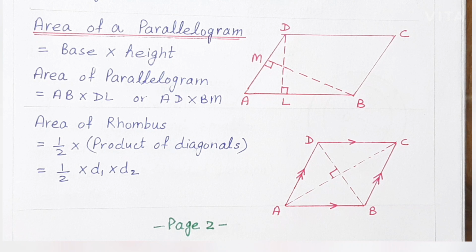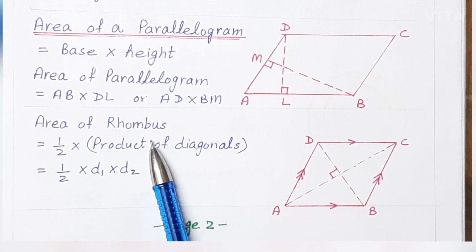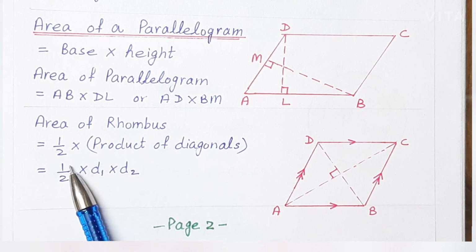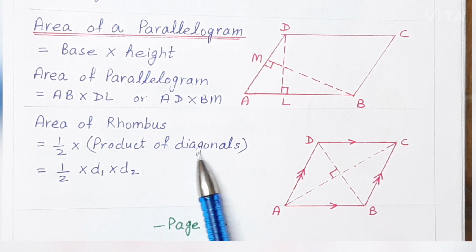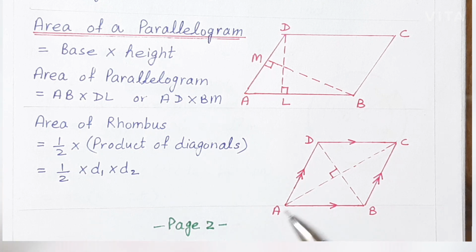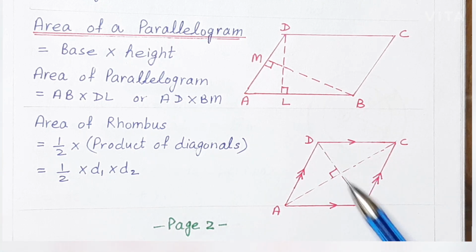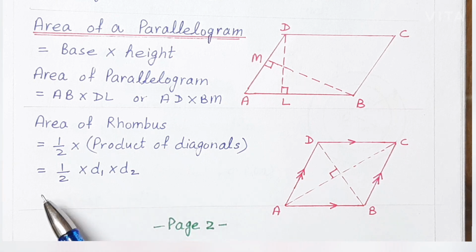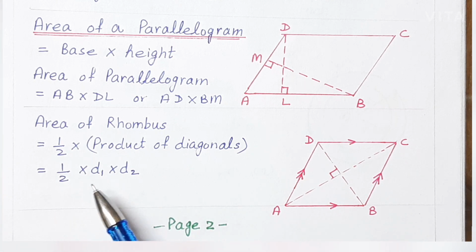Clear? Now let us discuss about area of rhombus. That is half into product of the diagonals. That you can say half into AC into BD or half into D1 into D2. So area of rhombus is half into product of diagonals. I hope it is clear to everyone now.